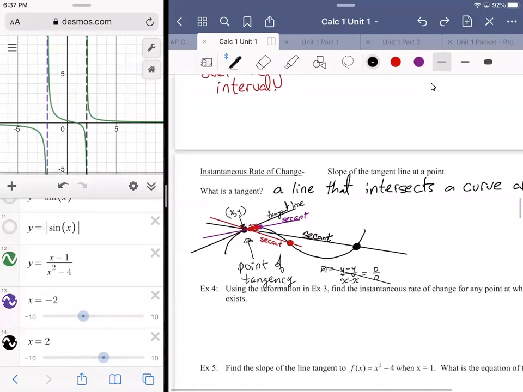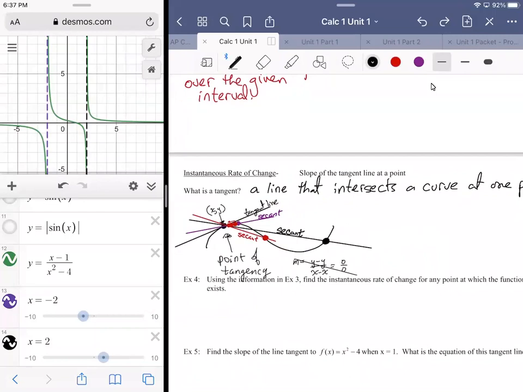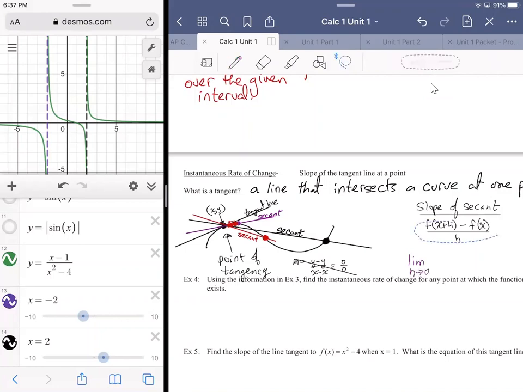So I can steal some of the work that we did on the previous page. We could take the slope of the secant formula, which is f of x plus h minus f of x over h. We've got a couple variations, but this is the one we're going to focus on for now. And instead of just computing the slope between 2 points, I'll take that relationship and say, what would happen if I found the limit as h approached 0 of this expression?